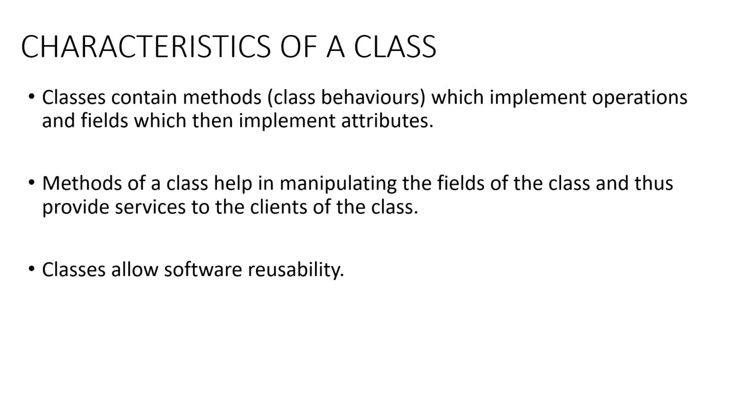Now let's go to one of the characteristics of a class. A class allows software reusability. We have talked about this also. We've talked about reusability as one of the advantages of object-oriented programming. Don't forget that Java is an object-oriented programming language, and we've talked about reusability. So classes allow software reusability.